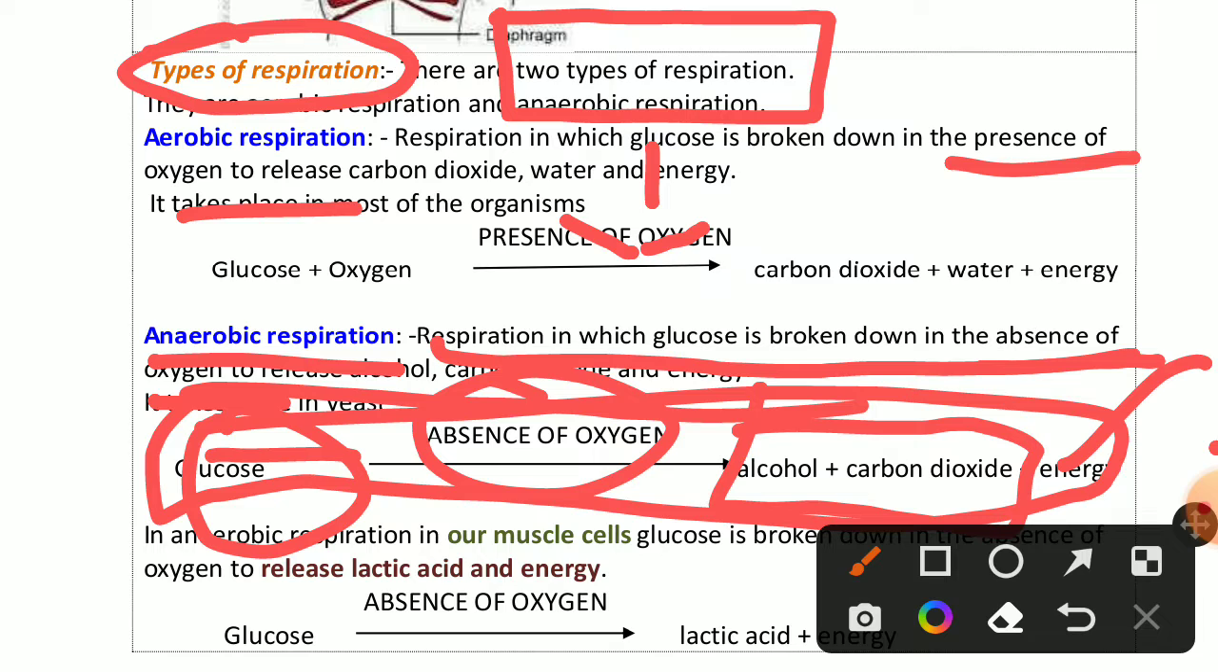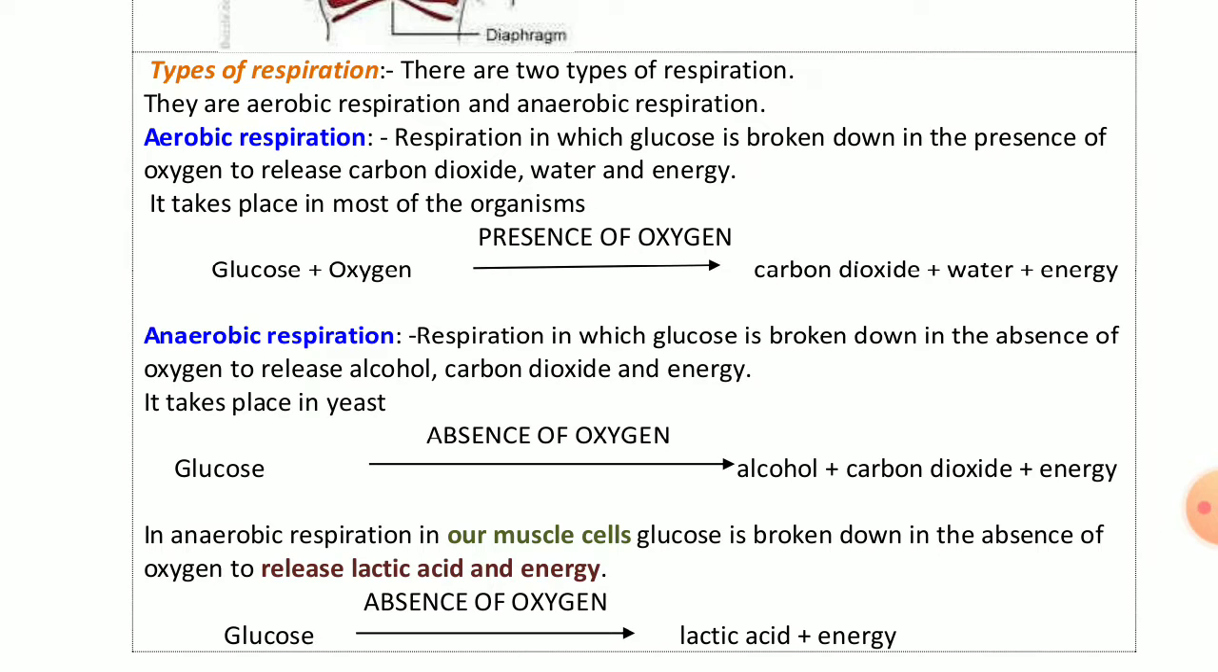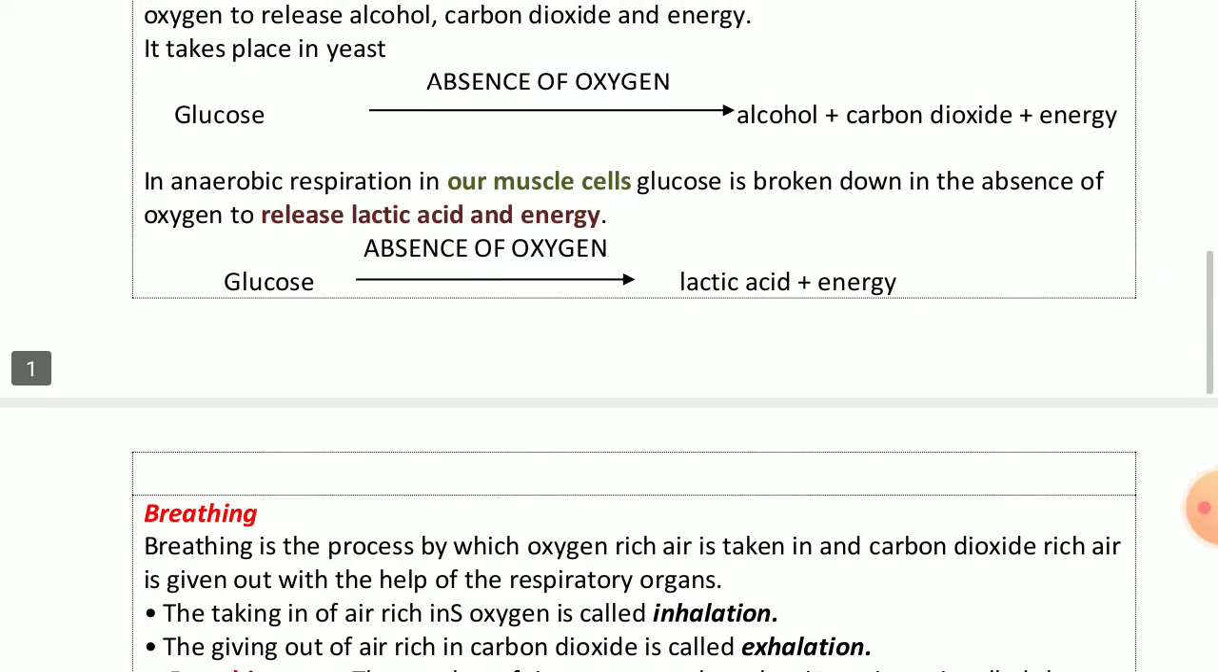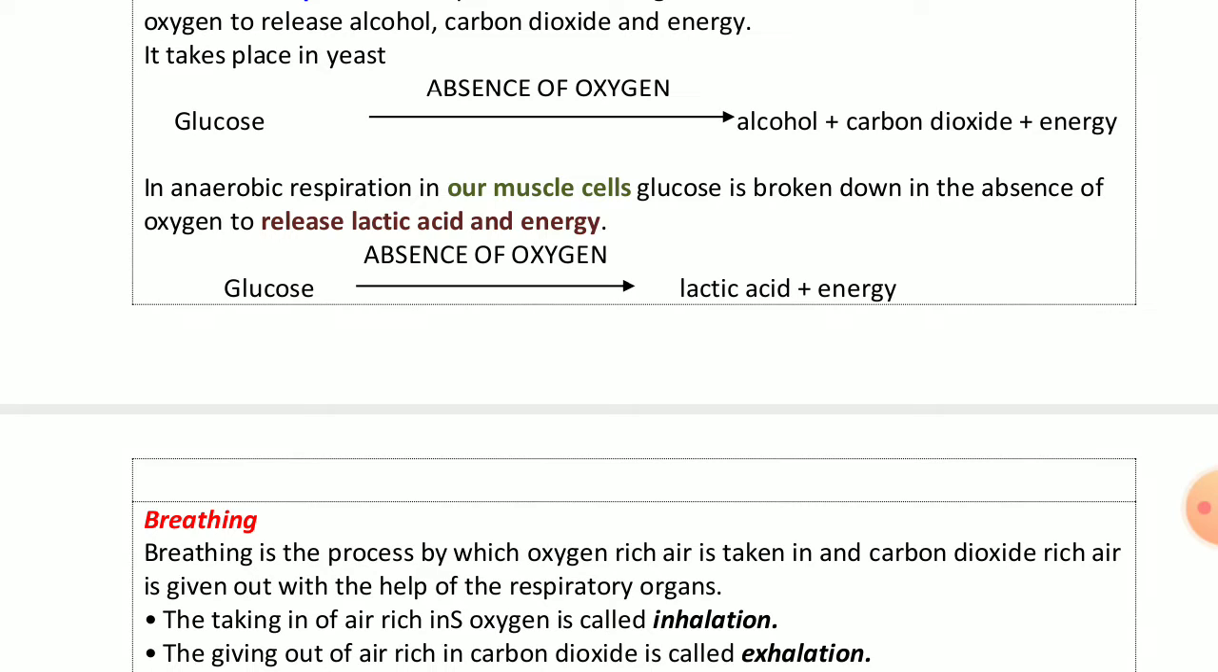This is the process of anaerobic respiration. And this next point is given if we get muscle cramps. Muscle cramps is nothing but when we do more exercise or more physical activities, our muscle gets cramped. Cramped means it will go to one side. That is called a cramp.